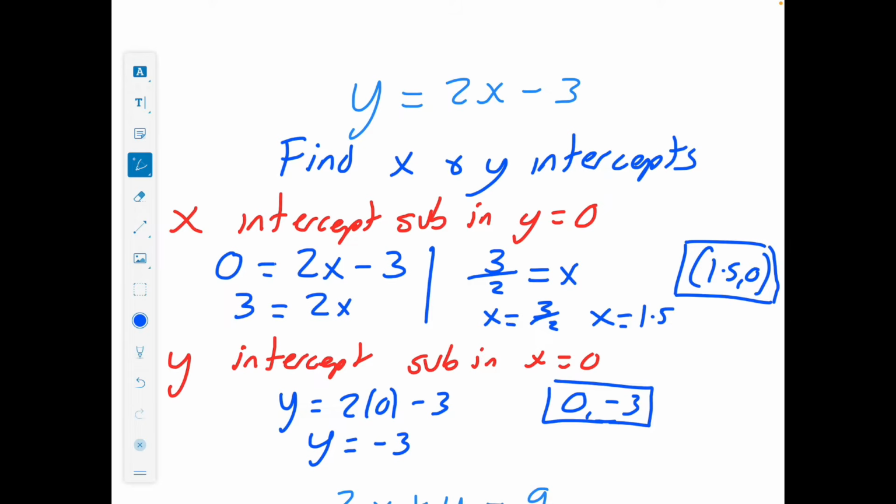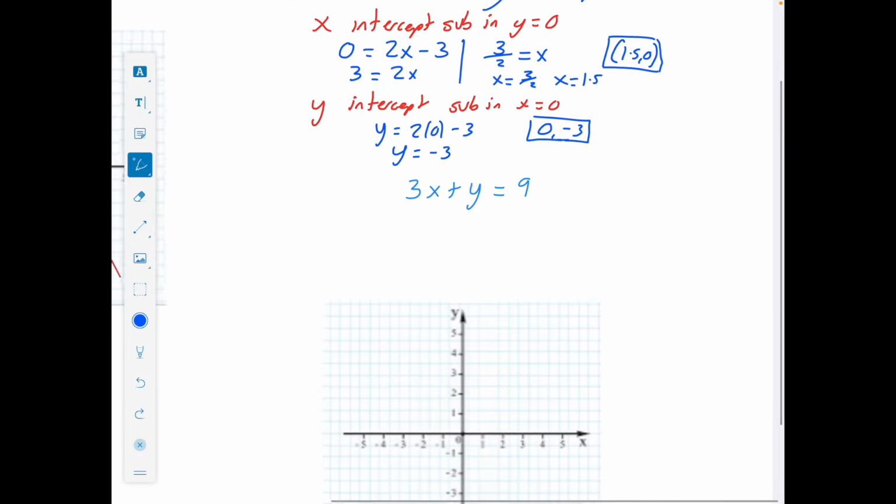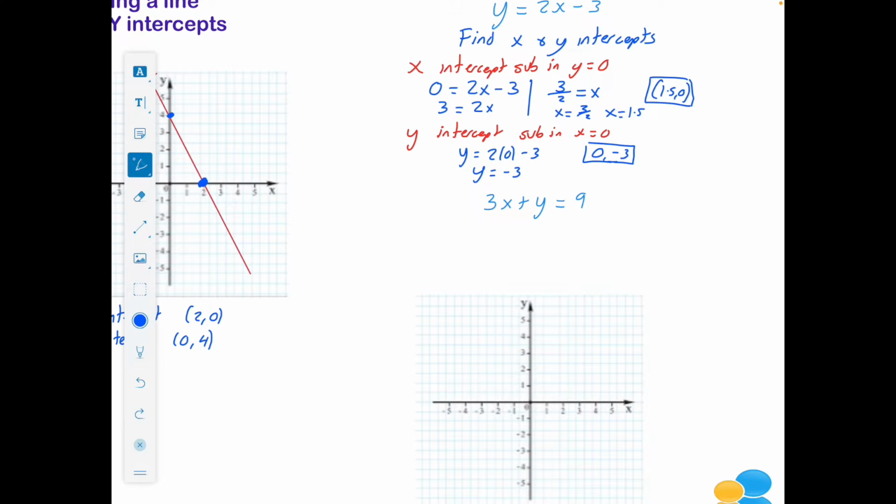Okay, so to draw a line, all you need is 2 points. We found 1 point, we found 2 points. So we're going to graph the line y is equal to 2x minus 3 using our x and y-intercepts. We have 0, minus 3, which is down here, and we have 1.5, 0, which is here.